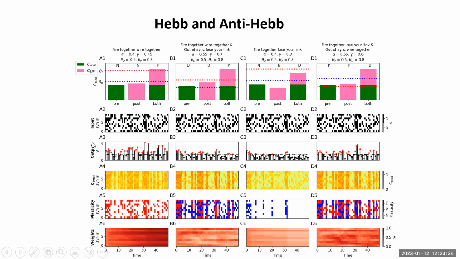Now at each time step, there's also an output, which is the voltage. And if the voltage is above the spike threshold, which is denoted by this dotted line here, then you'll have a spike, and the spike is denoted by a red circle as opposed to a black circle. Okay, with me so far?